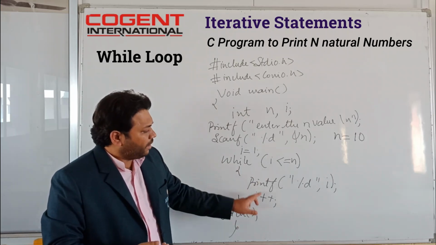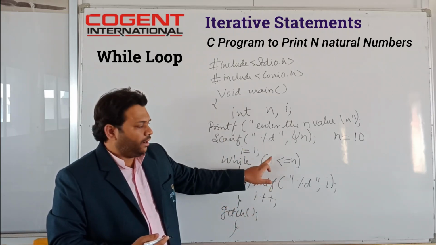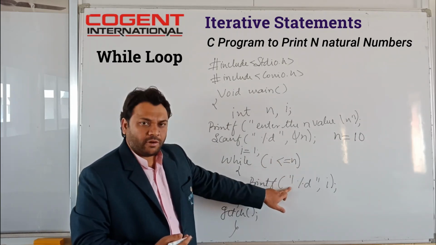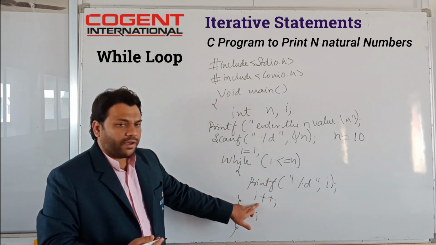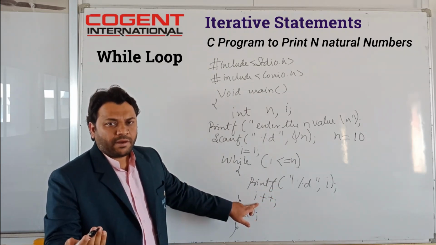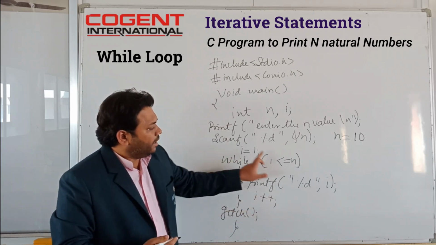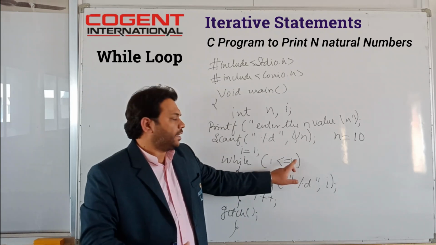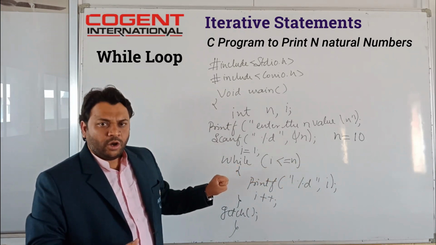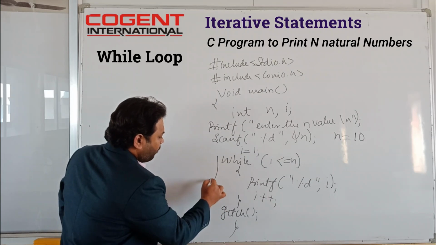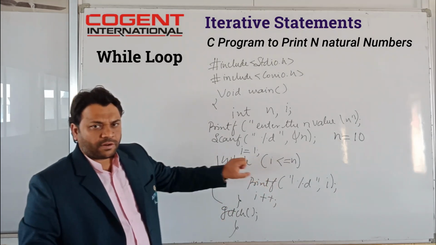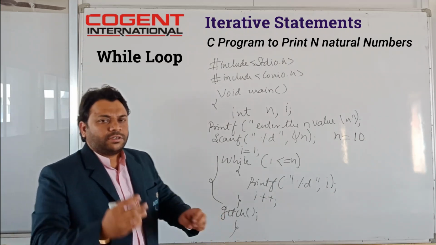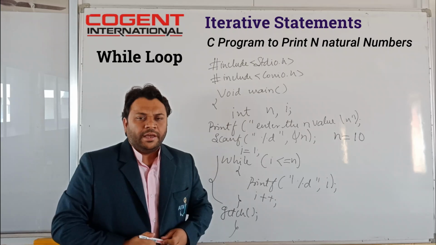Finally the i value becomes 10. Then 10 is less than or equal to 10, yes, the condition is satisfied. Then print the value of i, that is 10, then increment the value of i by 1 to 11. Then 11 is less than or equal to 10? No, the condition becomes false. At that time it will come out of this loop. So this is the while loop. The control will come out of this loop and execute the next statement, that is getch. So this is how the while loop is used in a C program.